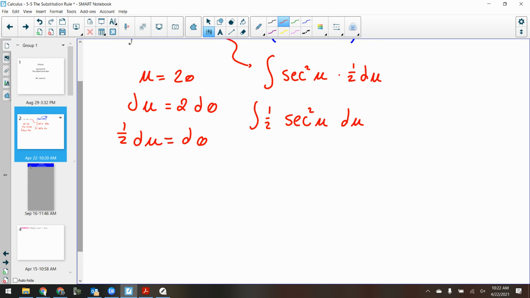Let's do the integral of secant squared. So the integral of secant squared looks like it's tangent u. That's it? That's all it is? Oh, that's nice. So the integral of secant squared is just tangent u. All right, so it's 1/2 tangent u plus c. And then we plug u back in. So u is 2 theta. So it's 1/2 tangent 2 theta plus c. And that's my final answer: 1/2 tangent 2 theta plus c.